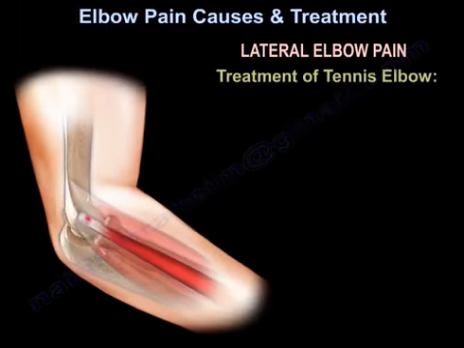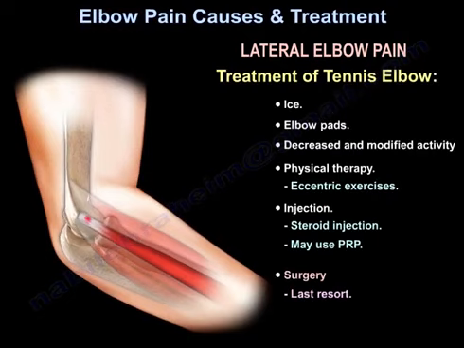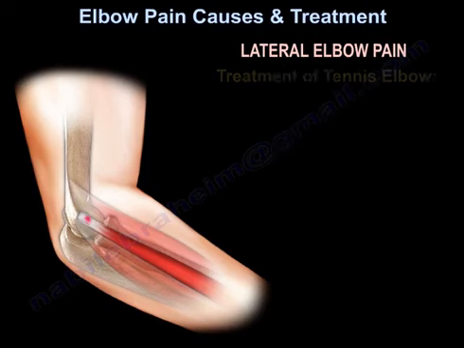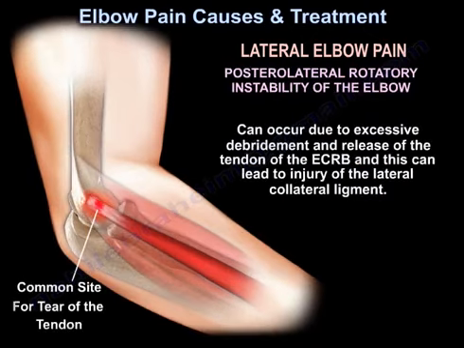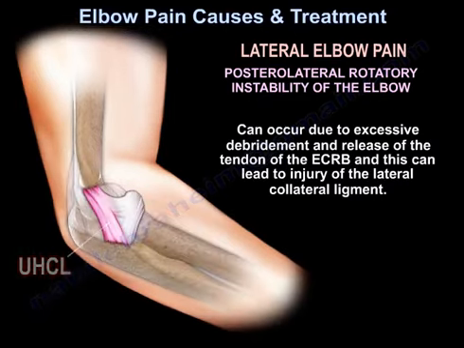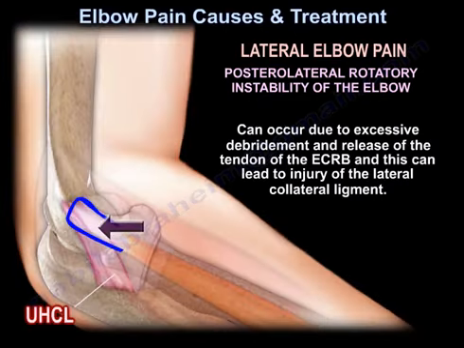What is the treatment of tennis elbow? Ice, elbow pads, decrease and modify activity, physiotherapy with eccentric exercises, injections, which can be steroids or PRP. Surgery is the last resort. Posterolateral rotatory instability of the elbow can occur due to excessive debridement and release of the tendon of the extensor carpi radialis brevis, and this can lead to injury of the lateral collateral ligament.